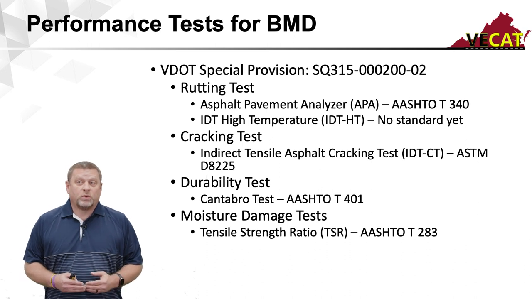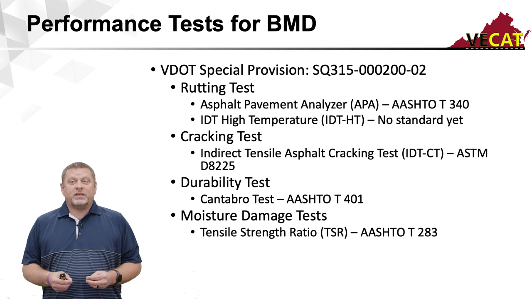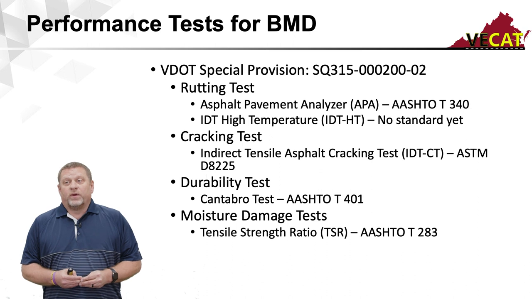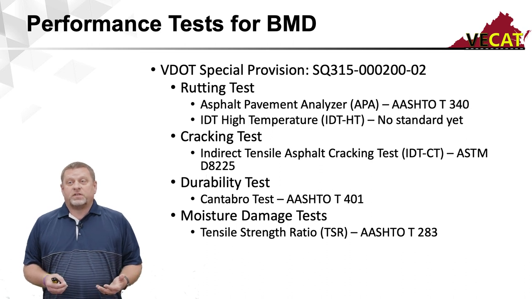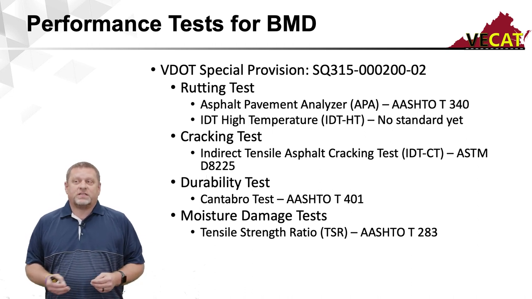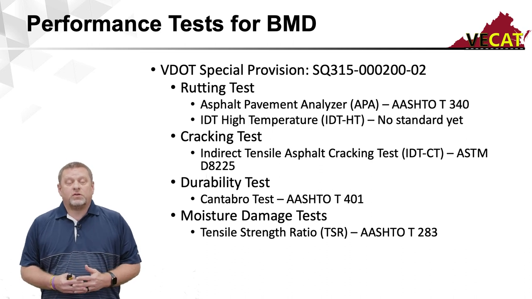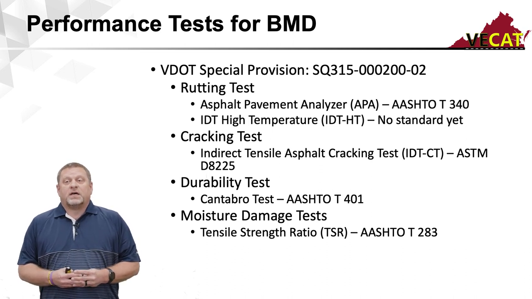Something new in 2023 for rutting is something called the IDT-HT, which is an indirect tension test at high temperature. There's no official standard yet, but it's being developed here at the Virginia Transportation Research Council. When it comes to the cracking test, we're using the indirect tensile cracking test, the notation for that is IDT-CT. For the durability test, Virginia has elected to use something called the Cantabro test.